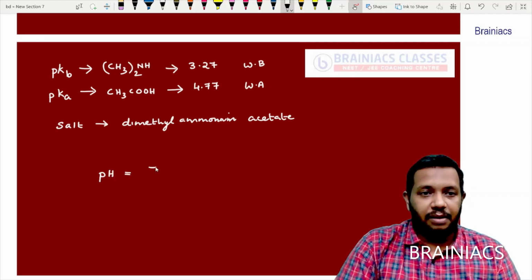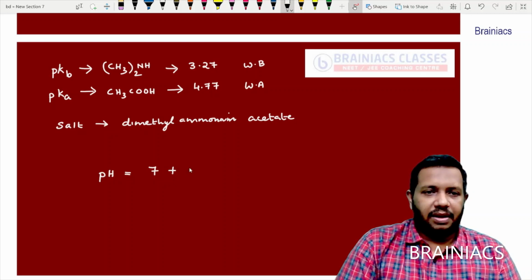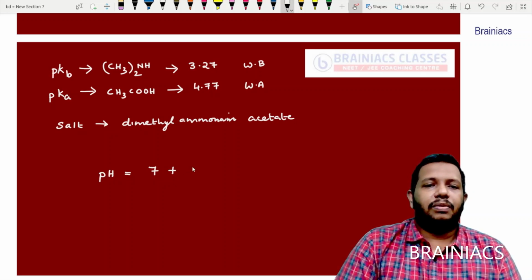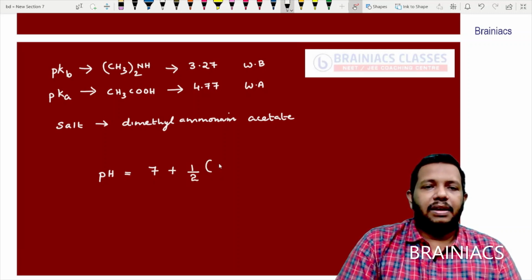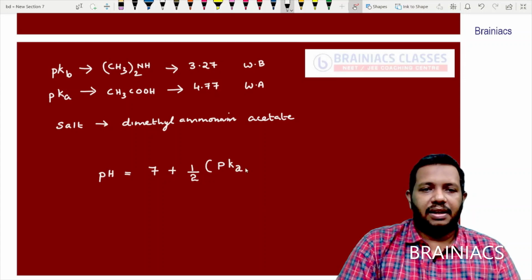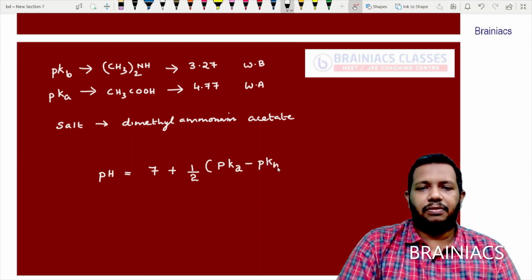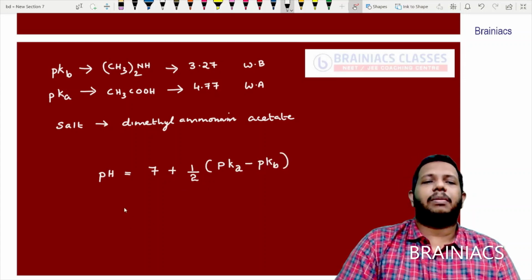We have a table in our material. So 7 plus, what is the formula? So we have 7 plus half. Please remember pKa minus pKb. This is the formula. This is directly given in our material.